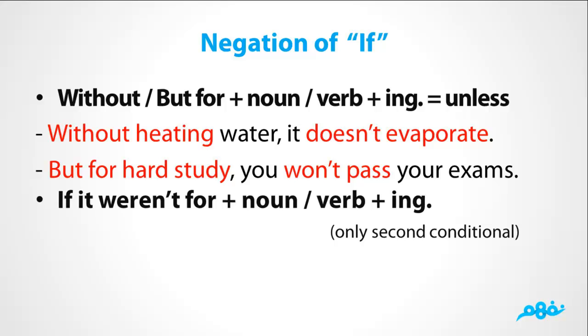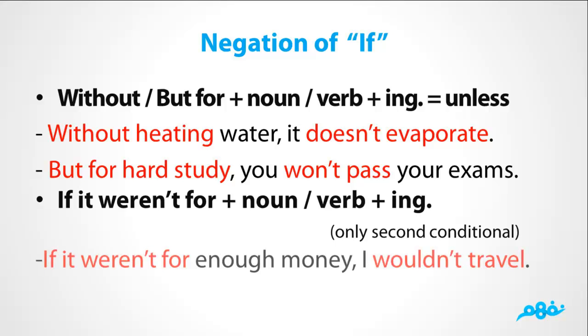Fourth, we use if it weren't for plus a noun or a verb plus ing. But this way is used in the second conditional only. If it weren't for enough money, I wouldn't travel.